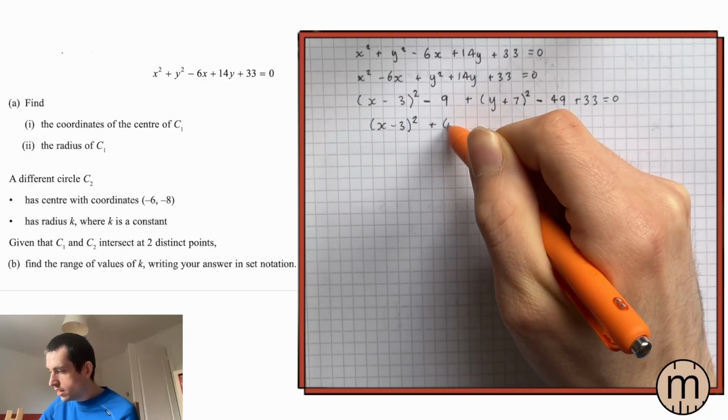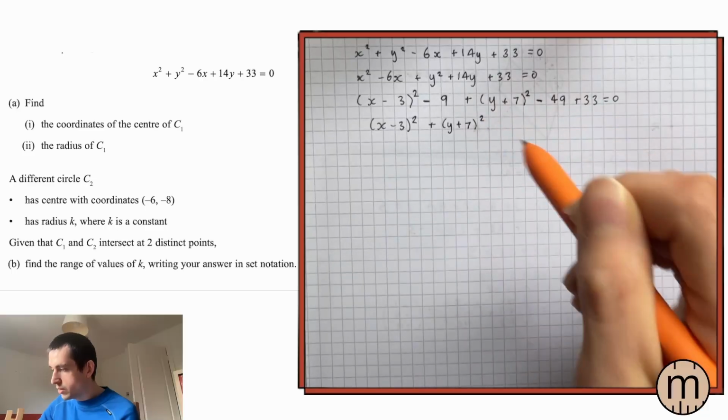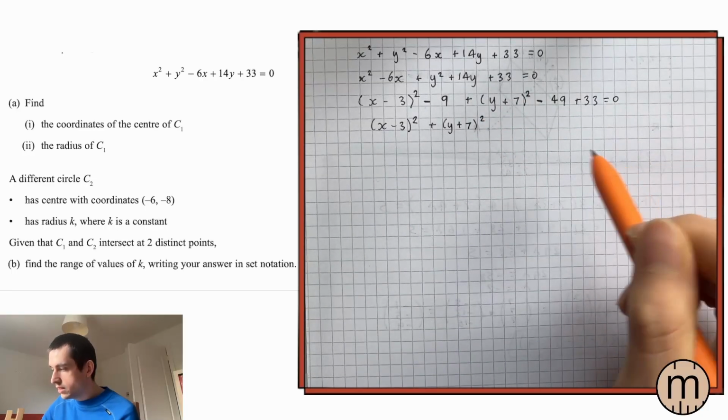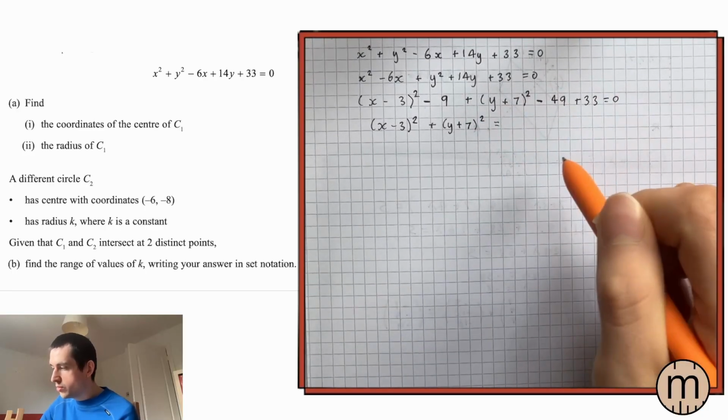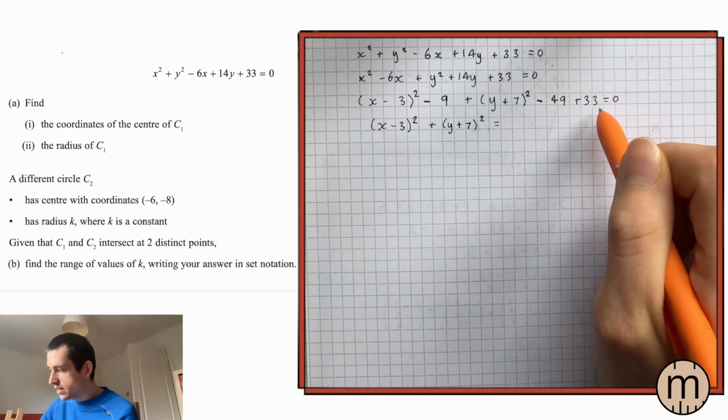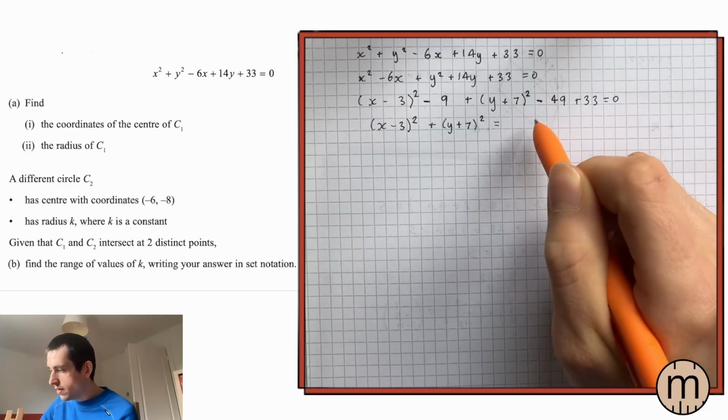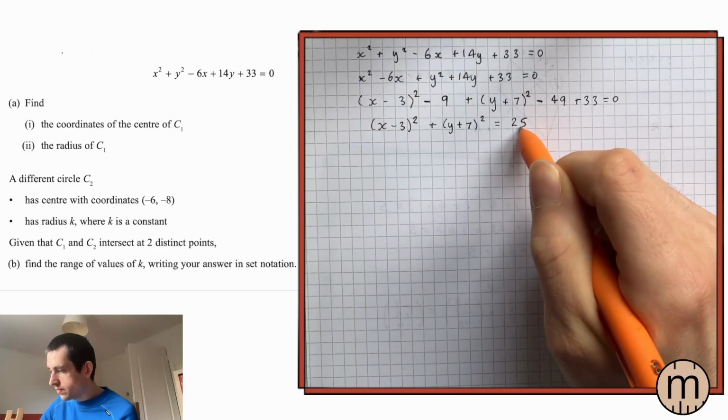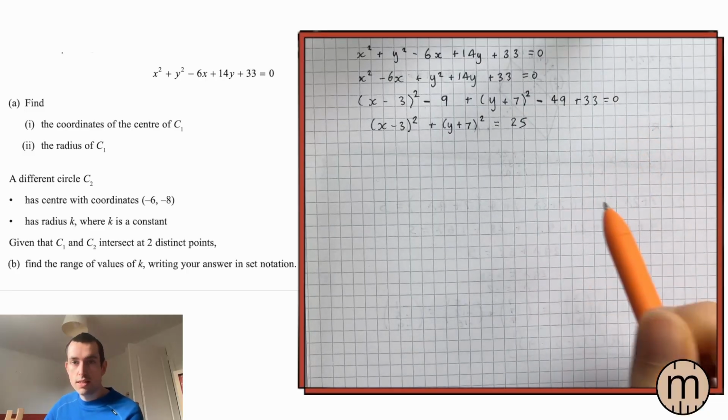And then from here, I'm just going to put all the numbers onto one side. So I'll move all the numbers to the other side, in fact. So 58, take away 33, 25. So that seems like it's going to be quite nice. That's going to give r squared.